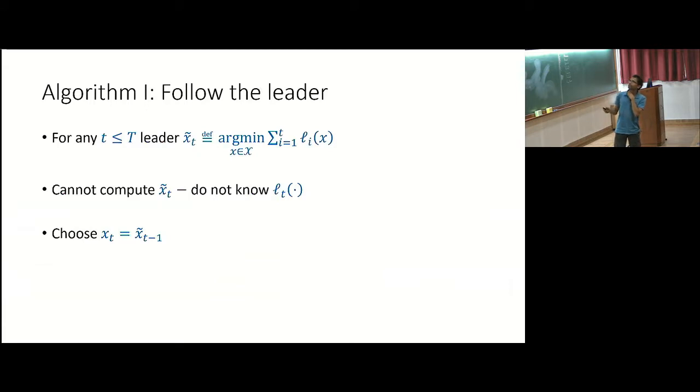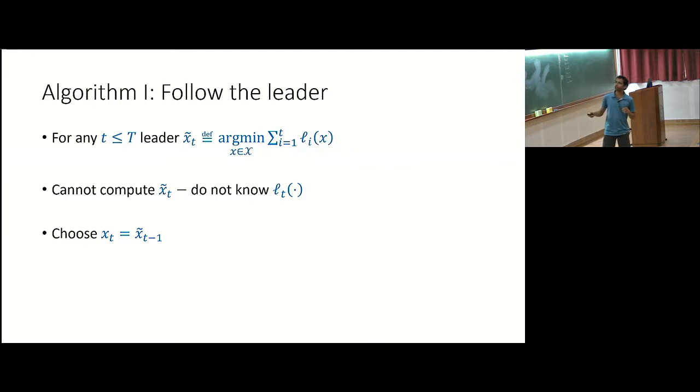So the main algorithm, at least the main intuition for the algorithm that we want to use in this setting, is what is called follow the leader. So the idea is this. For any t less than or equal to T, we define the leader x*_t to be the minimizer of the cumulative loss so far. Okay, this would be our comparator at time t, because this is our benchmark. And we do not know LT, right? So we cannot compute x*_t.